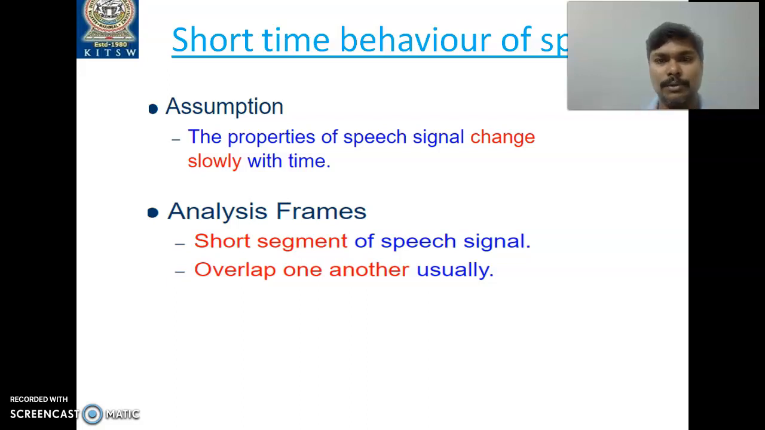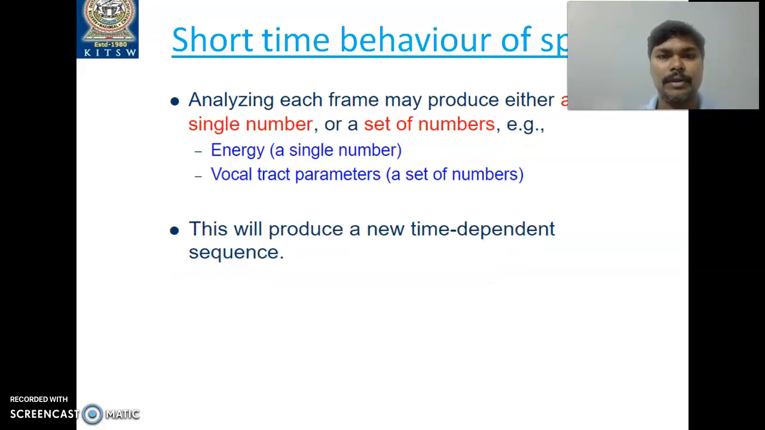So the assumption is that the properties of the speech signal will change slowly with time. Coming to the analysis frames, these are short segments of the speech signal that usually overlap one another. This is the short segment of the speech signal that we are going to be considering. Analyzing each frame may produce either a single number or a set of numbers.